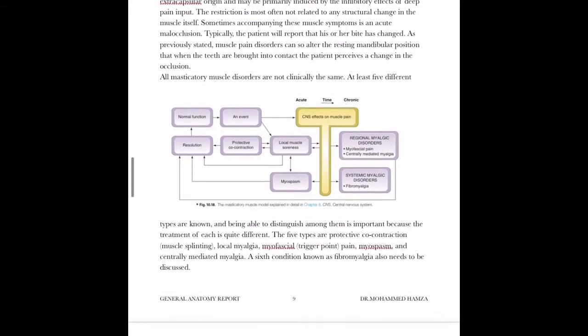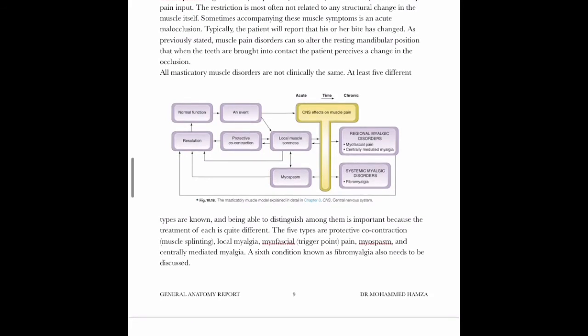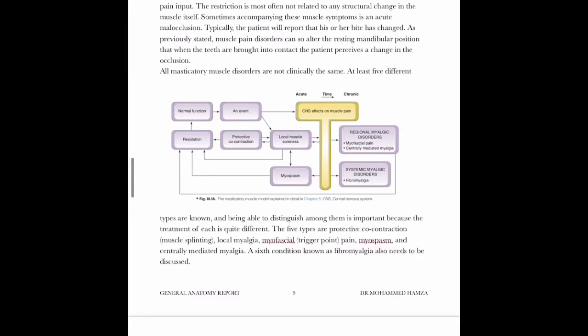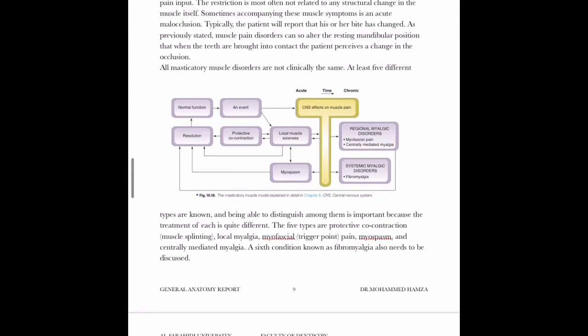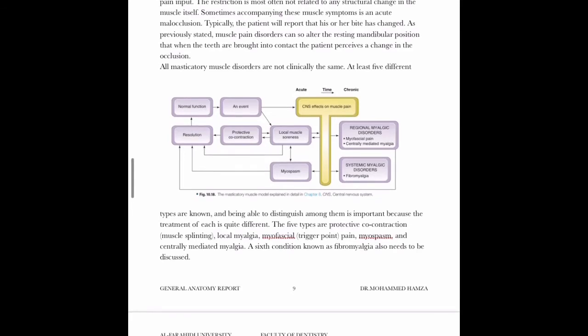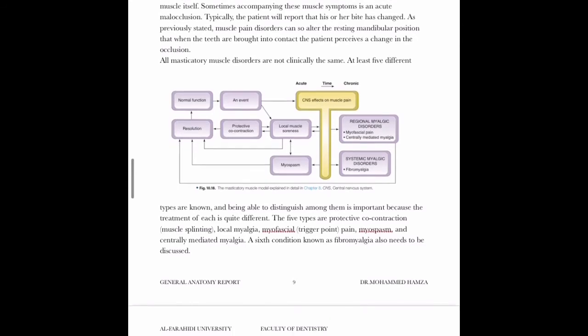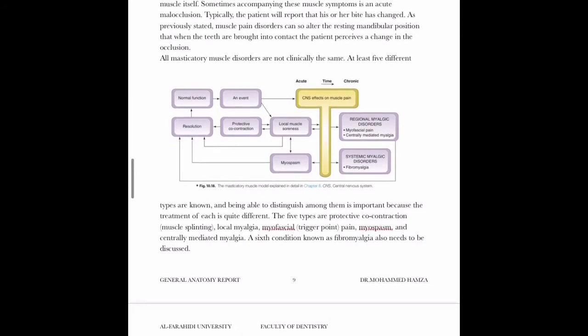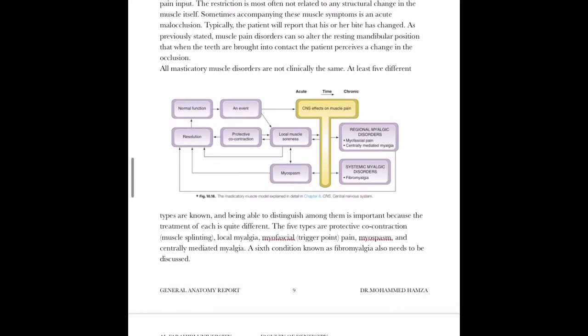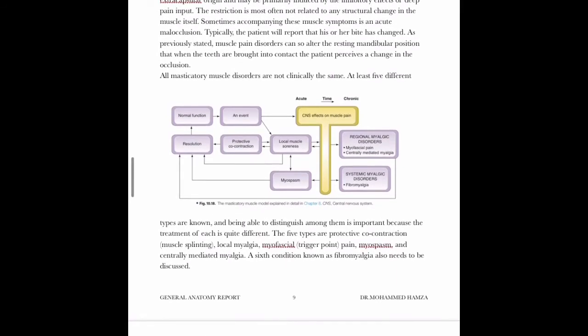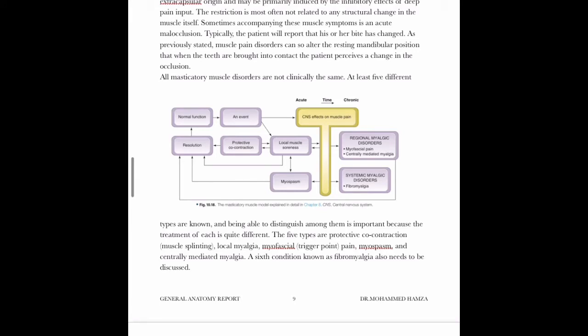Restricted mandibular movement is common, and muscle pain is of extracapsular origin, primarily induced by the inhibitory effect of the deep muscle itself. So sometimes accompanying these muscle symptoms is an acute malocclusion. This case is usually associated with a severe malocclusion.